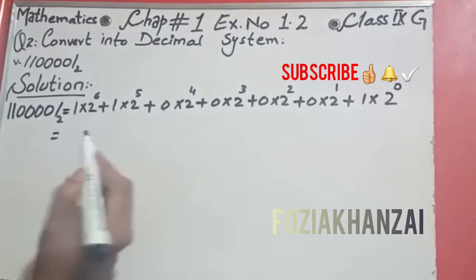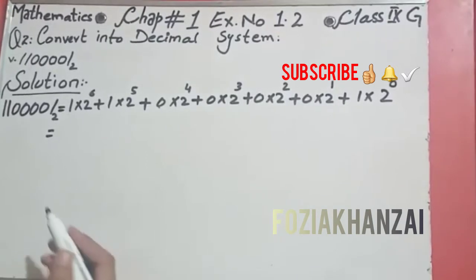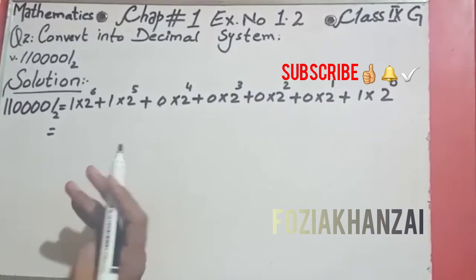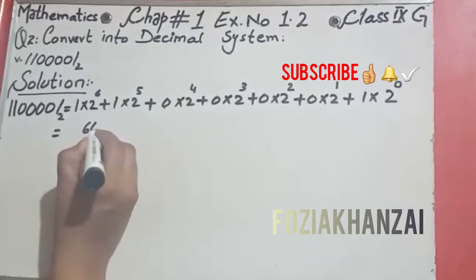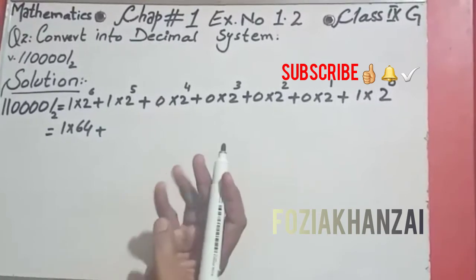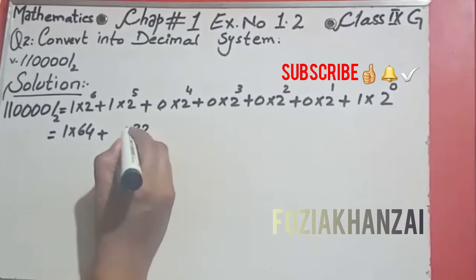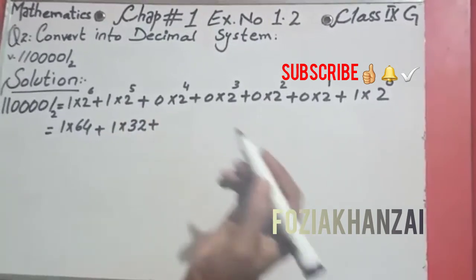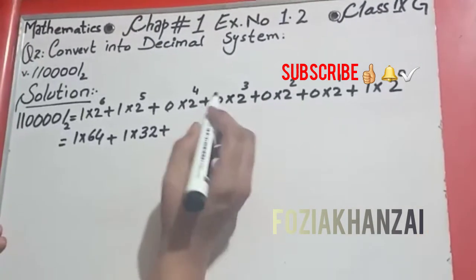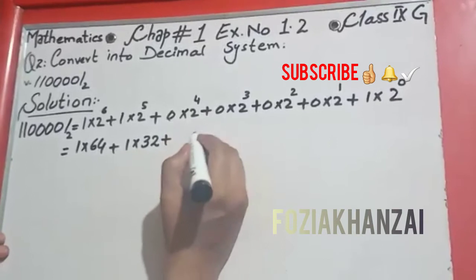Same method already be done 1 till 4 parts. Power 6 means 2 multiplied by 6 times. So 2 2s are 4, 4 2s are 8, 8 2s are 16, 16 2s are 32, 32 2s are 64. Correct? 64 is to 1 plus 2 multiplied by 5 times, 2 2s are 4, 4 2s are 8, 8 2s are 16, 16 2s are 32. 32 is to 1 plus 2 multiplied by 4 times, 2 2s are 4, 4 2s are 8, 8 2s are 16.